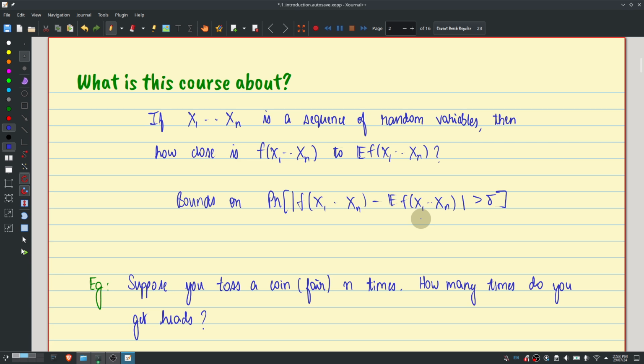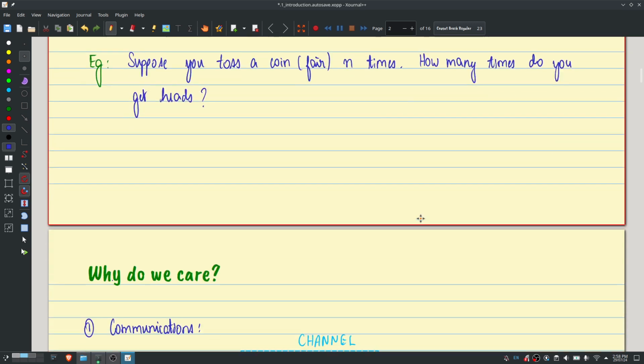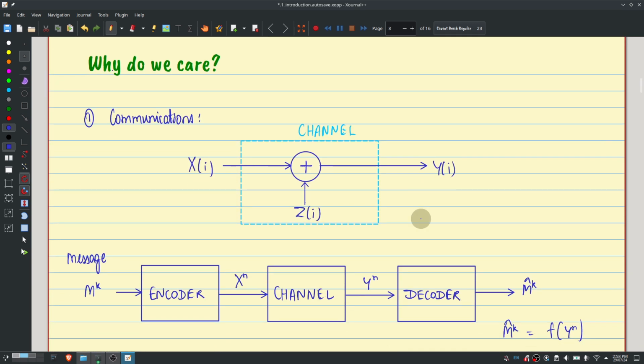So this seems like a very specialized thing to do, right? Where this whole course is about trying to derive bounds on this particular quantity. But why is this useful? Where does this arise? So essentially this arises whenever you have a large number of interacting particles or a large number of variables that we're interested in.